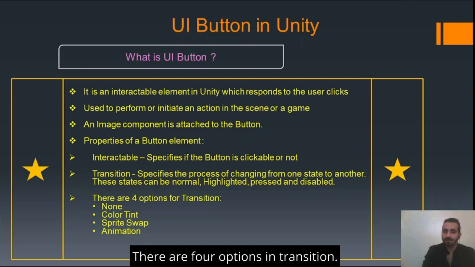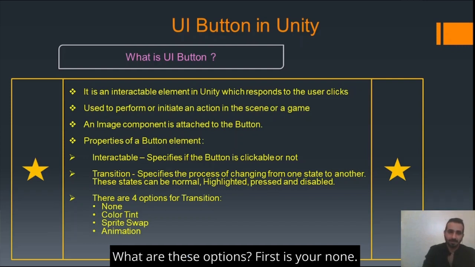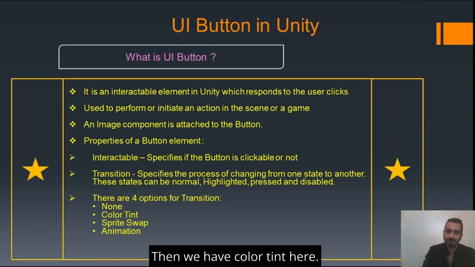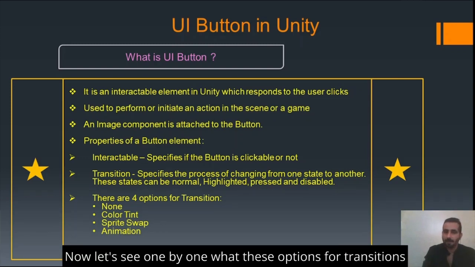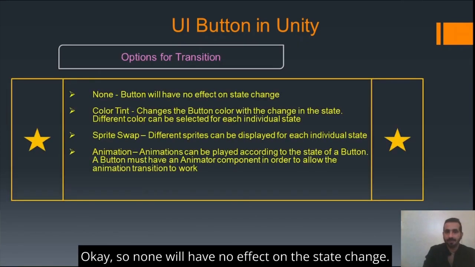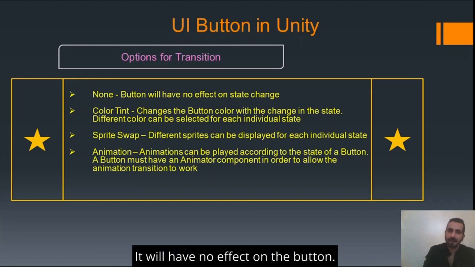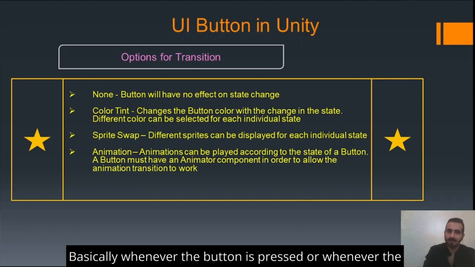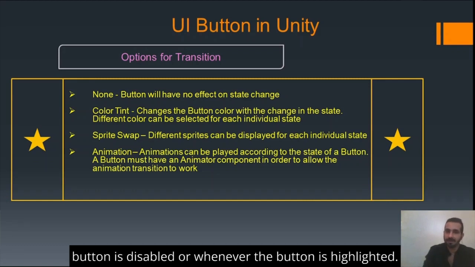There are four options in transition. First is none, then we have color tint, then sprite swap, and lastly animation. Now let's see one by one what these options for transitions basically mean. None will have no effect on the state change. It will have no effect on the button, basically, whenever the button is pressed, disabled, or highlighted.